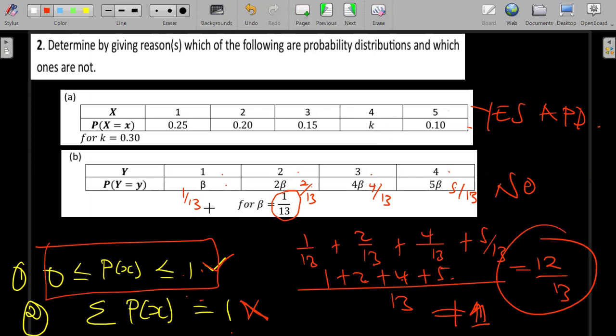Right, so I think there's C here. I forgot to add it here. But you can use the same techniques to find out if it's a probability distribution or not. I'm pretty sure you're going to find it's a probability distribution because it's going to obey this one and this one. So try it out.